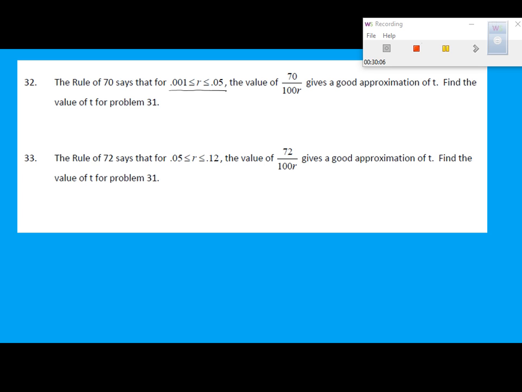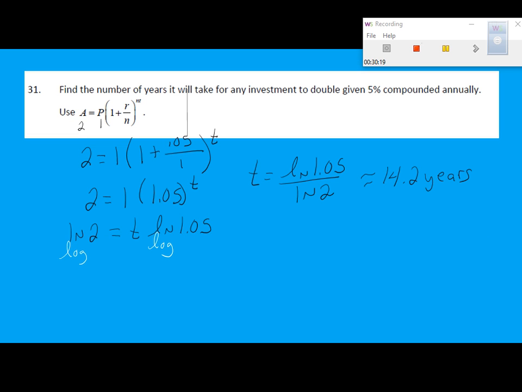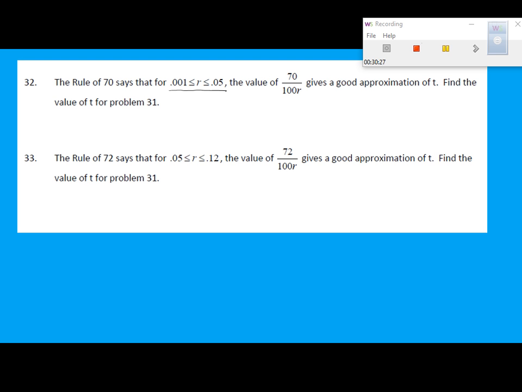Find the value of T for problem 31. So back to 31. Find the number of years it will take for any investment to double at 5%. Well, remember our answer was 14.2. So if I set this up, I've got 70 over 100 times 0.05, which means I have 70 over 5, which gives me 14 years. That's called the rule of 70.